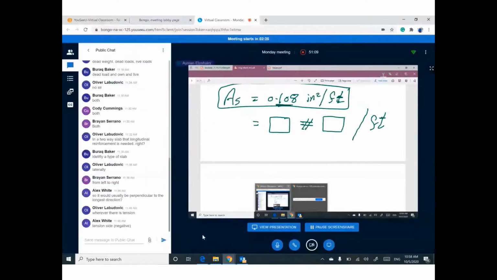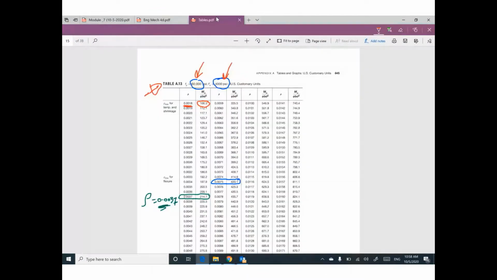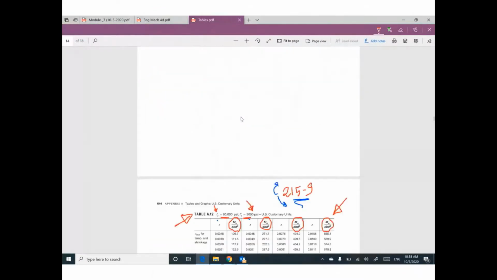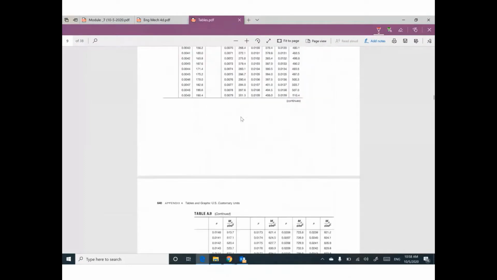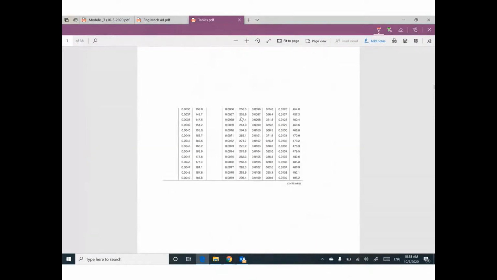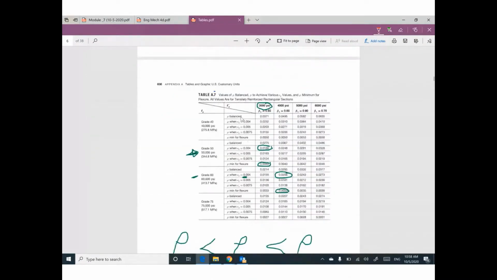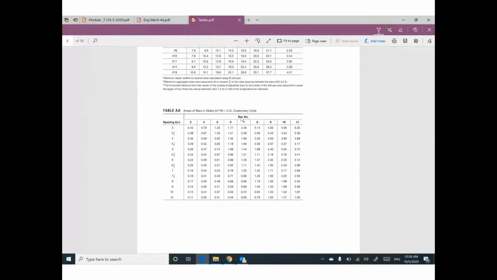Guys, can you look to this table? Which one? This one? Yeah. Table A6. Area of bars in slab per foot. Can you remind me what is the area steel? 0.108.